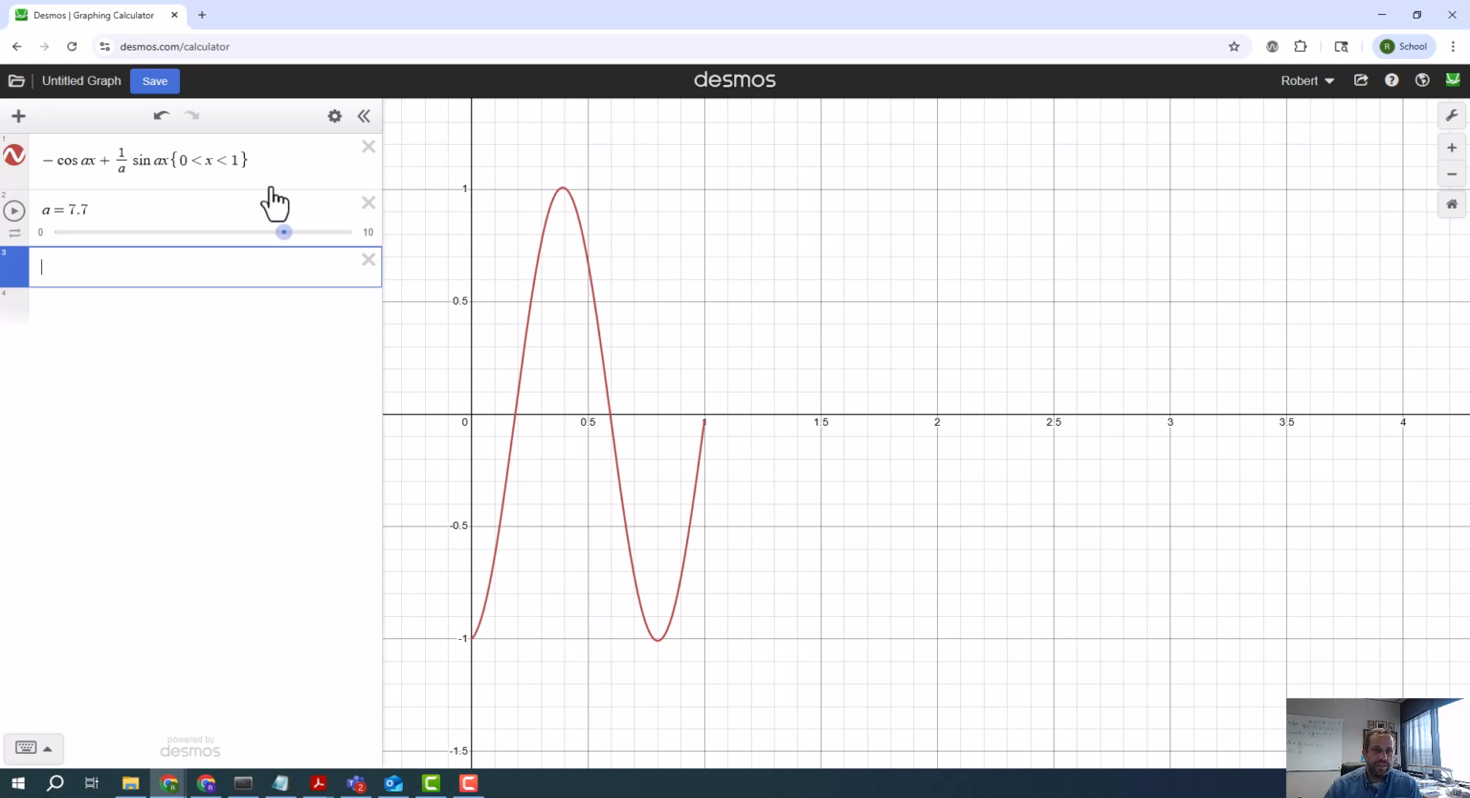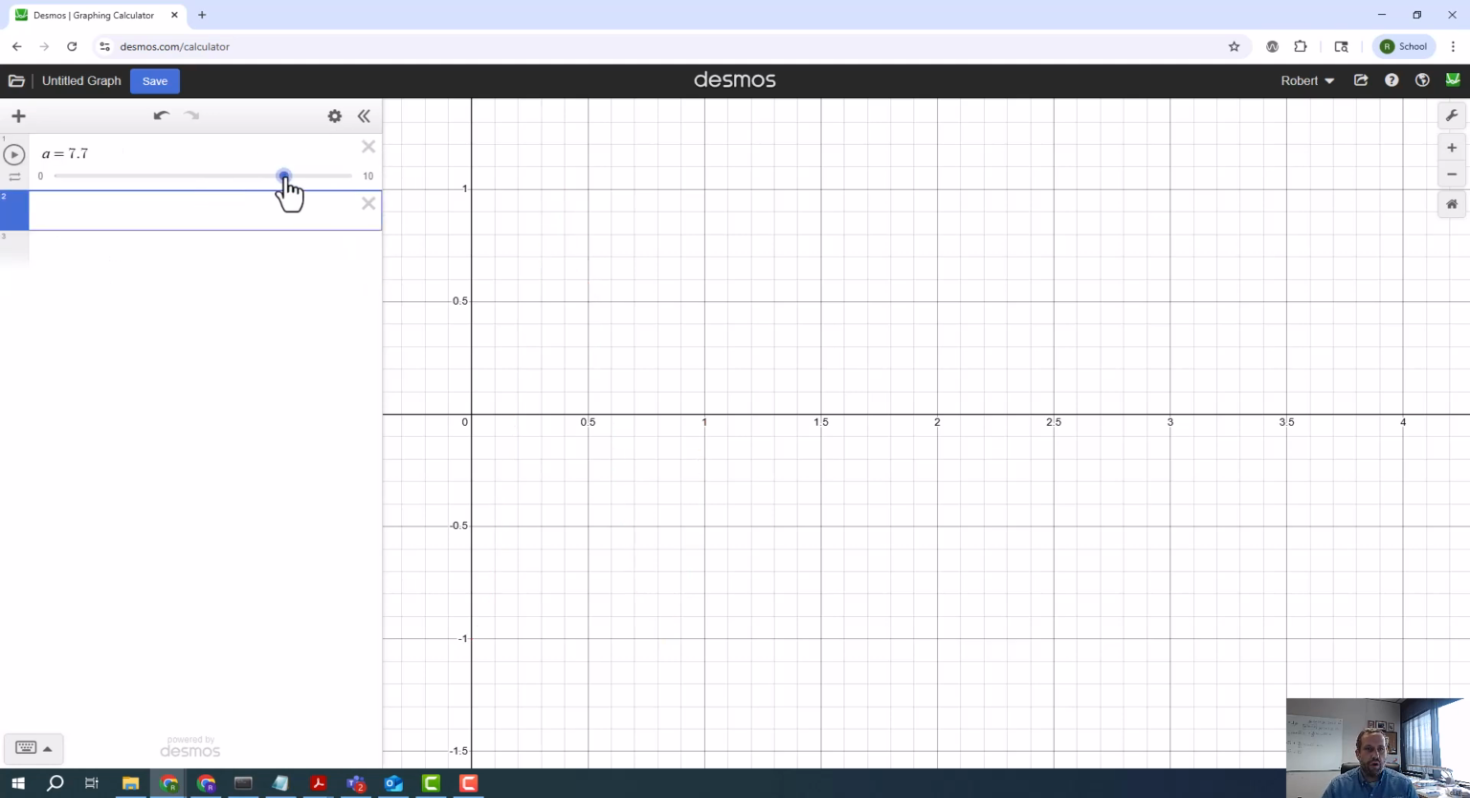Another thing that we can do is take this equation, make x equal 1 and set that equal to 0. We did that before. So I'm going to get rid of both of these.